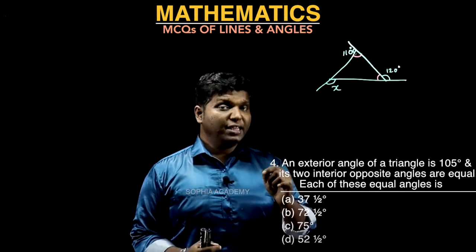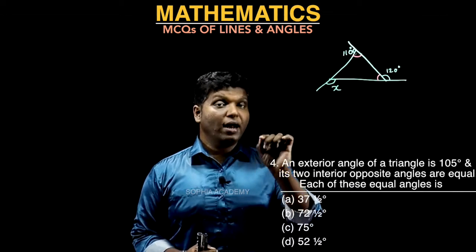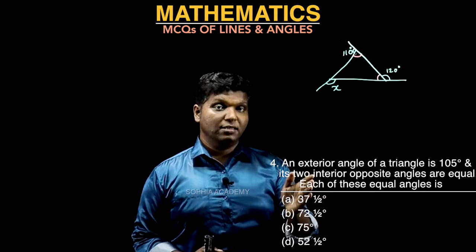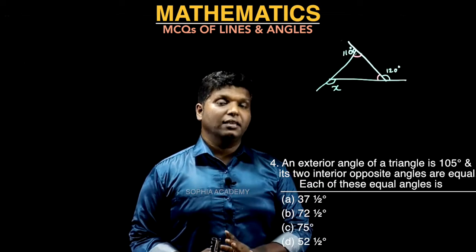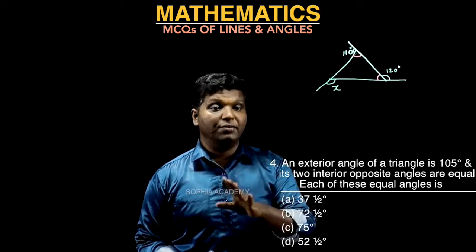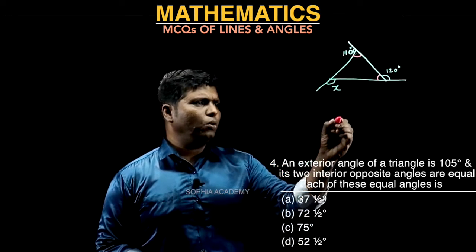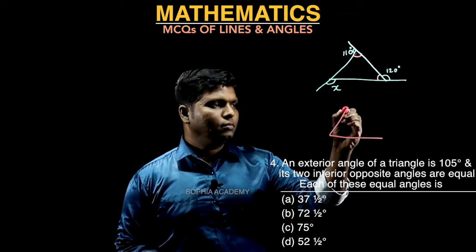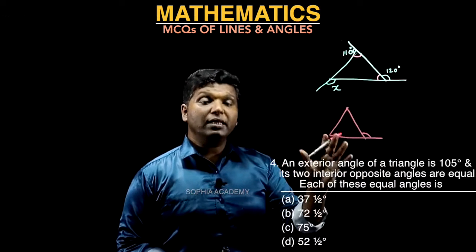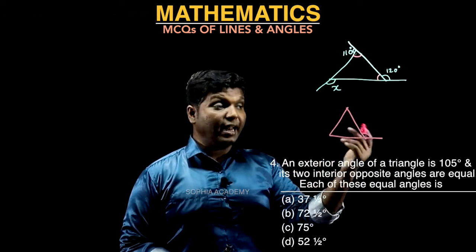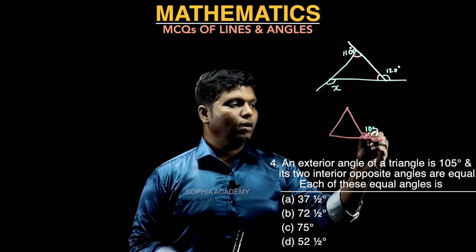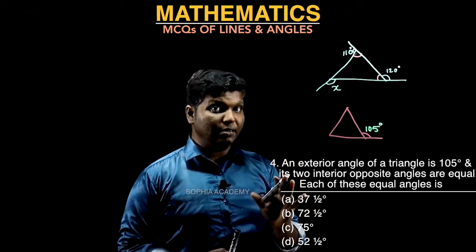Going to the next question. An exterior angle of a triangle is 105 degree and its two interior opposite angles are equal. Each of these angles is. That means here very clearly an exterior angle of a triangle is given. It is 105 degree. So let us simply draw a triangle. This is the exterior angle, right? An exterior part. So in this triangle, this exterior angle is 105 degree. That is what is given. Is that clear?